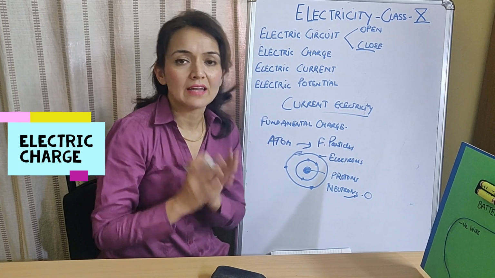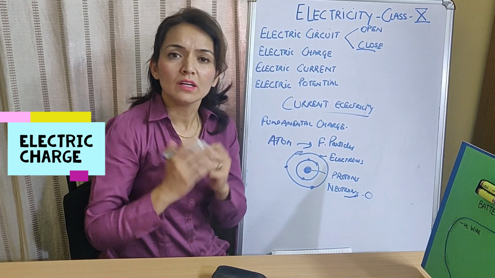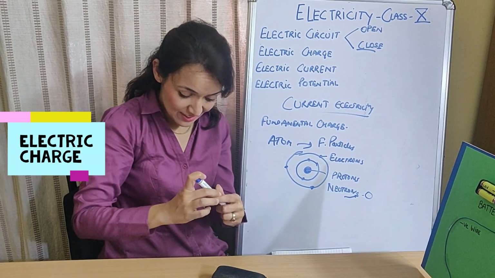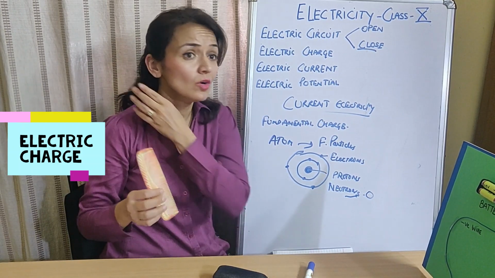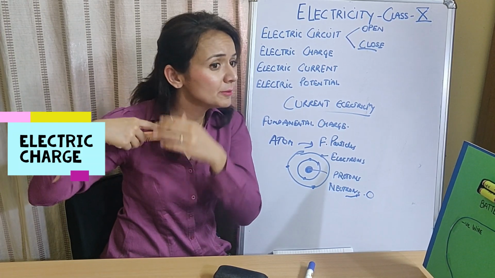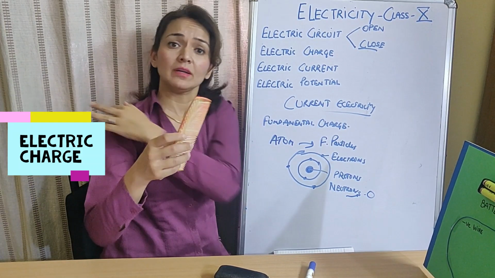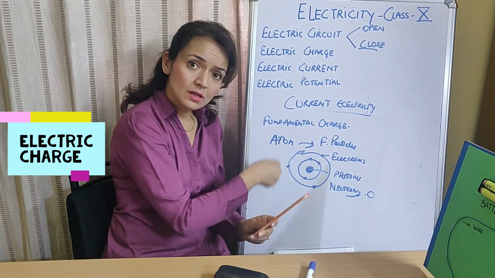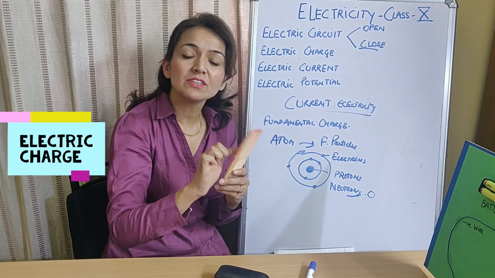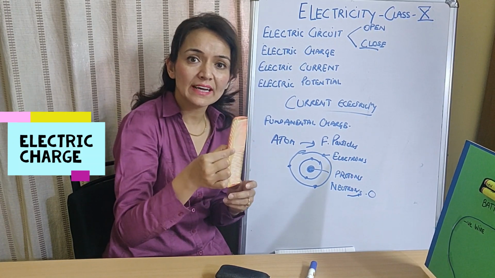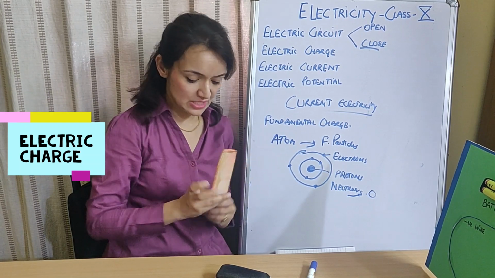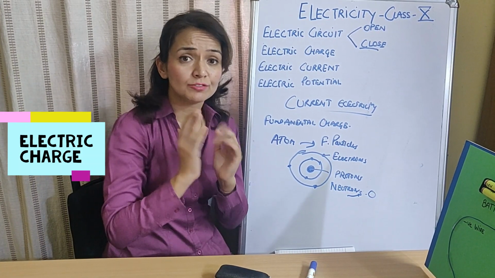So, if you say an atom on the whole is neutral, then how does charge flow? Actually, I have got a comb for you. Like I rub my hair, I'm combing my hair. So what will happen? Valence electrons of my hair will transfer to the comb. Comb will get negative charge and my hair will get positive charge. This is how the charge flows.